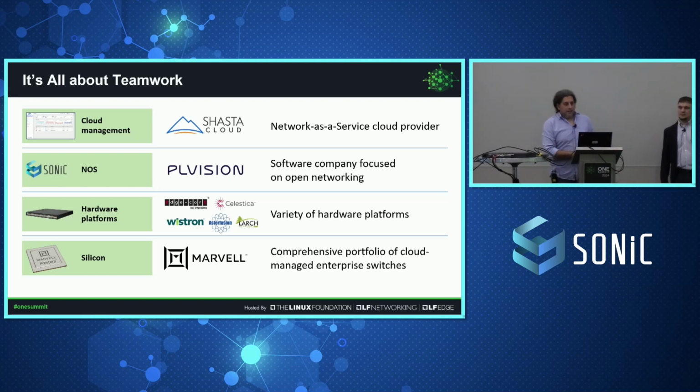I said that in the TIP, the most important thing is community, and it's really all about teamwork. Because in order to get to that solution, we need collaboration from different companies doing different things. In the silicon, we have Marvell, and I'm sure many other chips, that gives a chip that is a target to the managed enterprise switches. We have hardware platforms by many vendors, and even more than written here: EdgeCore, Celestica, Windstorm, Arch, sorry. So a variety of hardware platforms that could work.